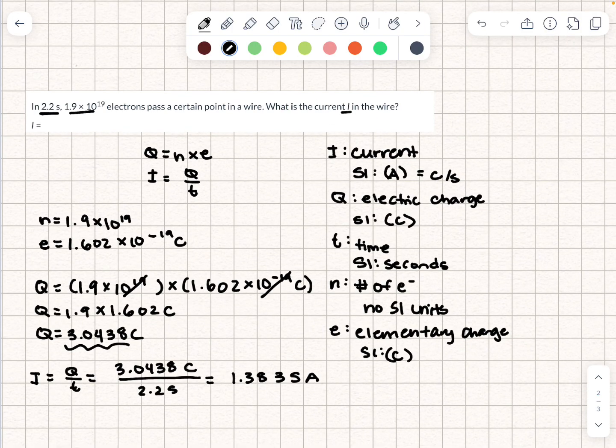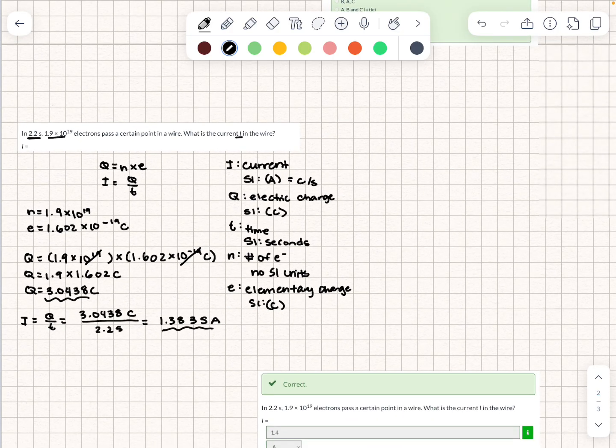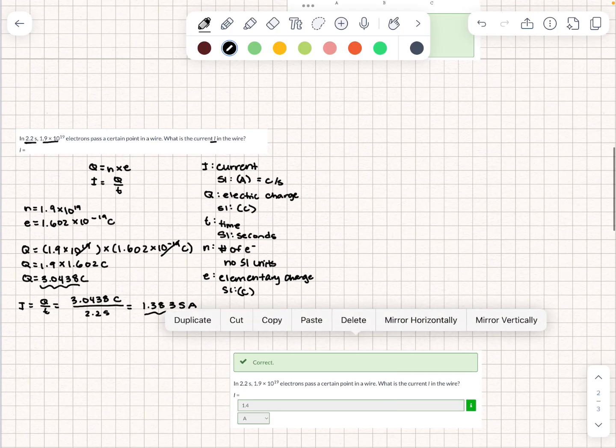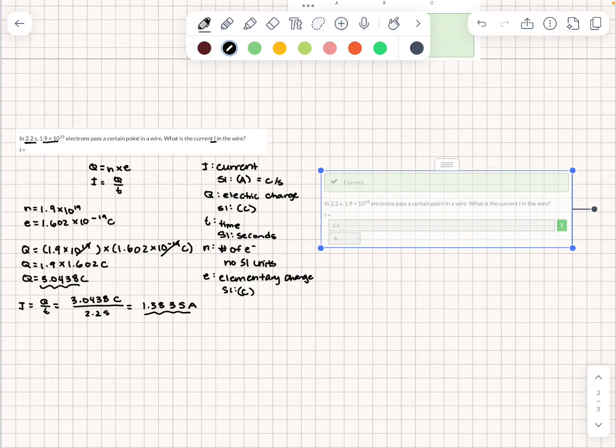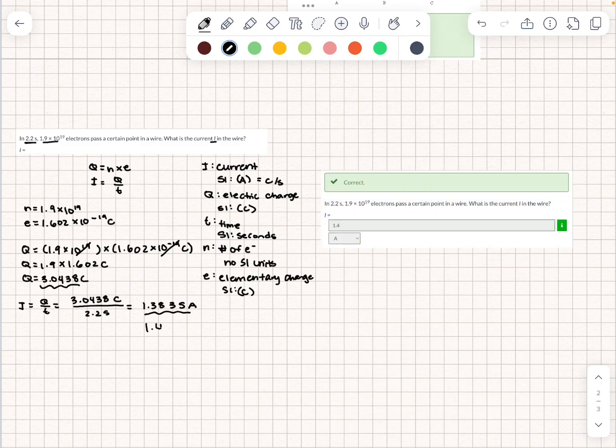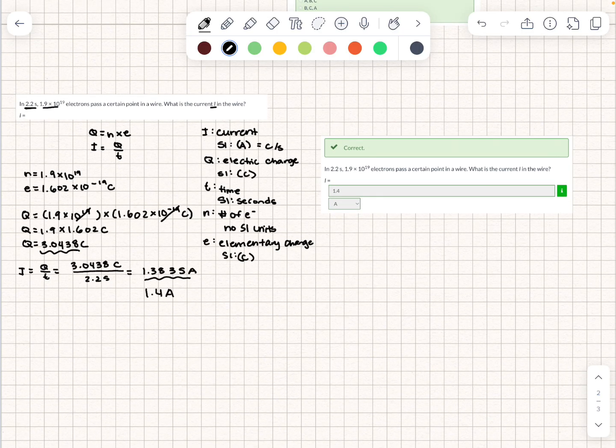Alright. And now we're left with this. But sometimes when we plug it into Wiley Plus, it gets a little finicky, so I like to round up. And it looks like that checks out. I rounded it up to 1.4. And now let's move on to our next problem.